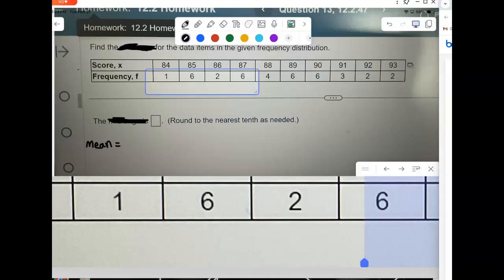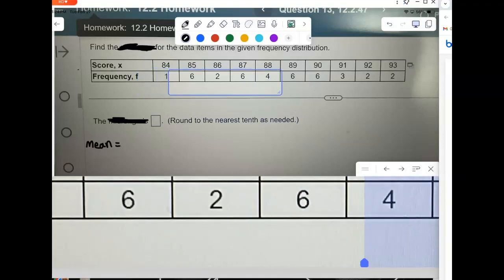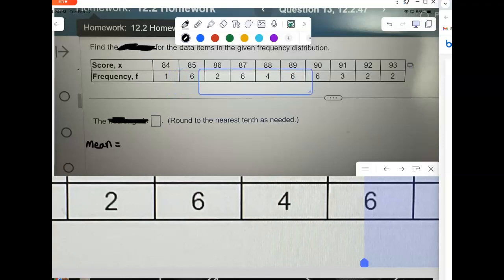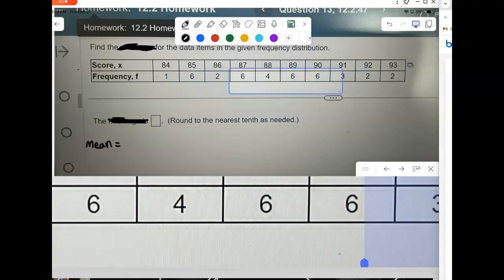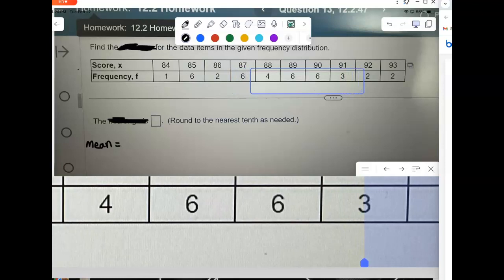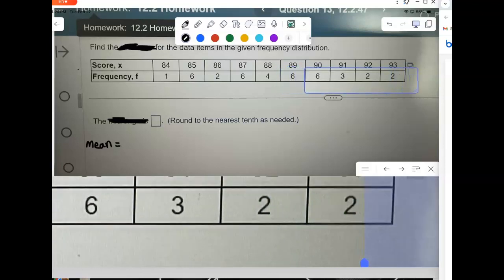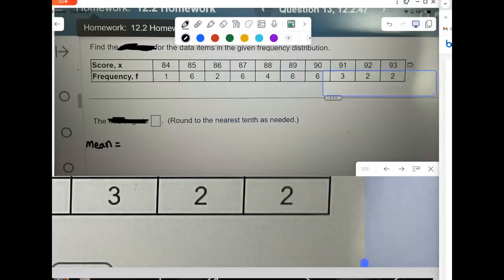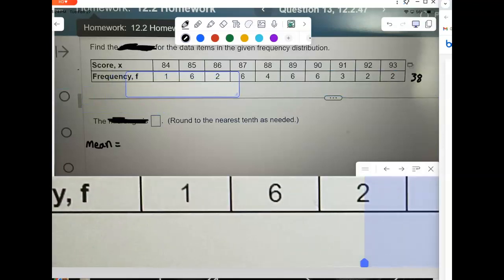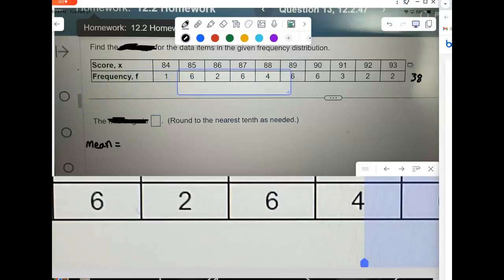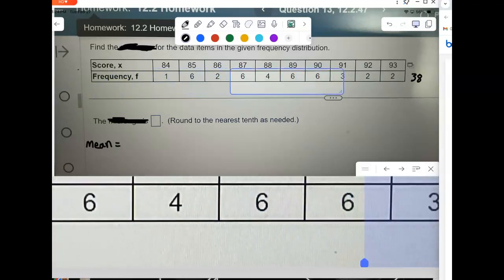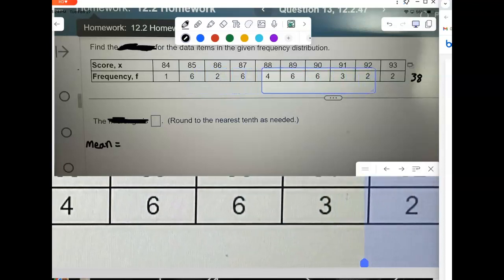So real quick, our total in the bottom here: we have 1, and 6 is 7, and 2 is 9, and 6 is 15, and 4 more would be 19. Another 6 would be 25, 31, and then with 3 would be 34, and 4 more is 38. So we have a total of 38 values. Let me check that one more time: 1, 7, 9, 15, 19, 25, 31, 34, 38.